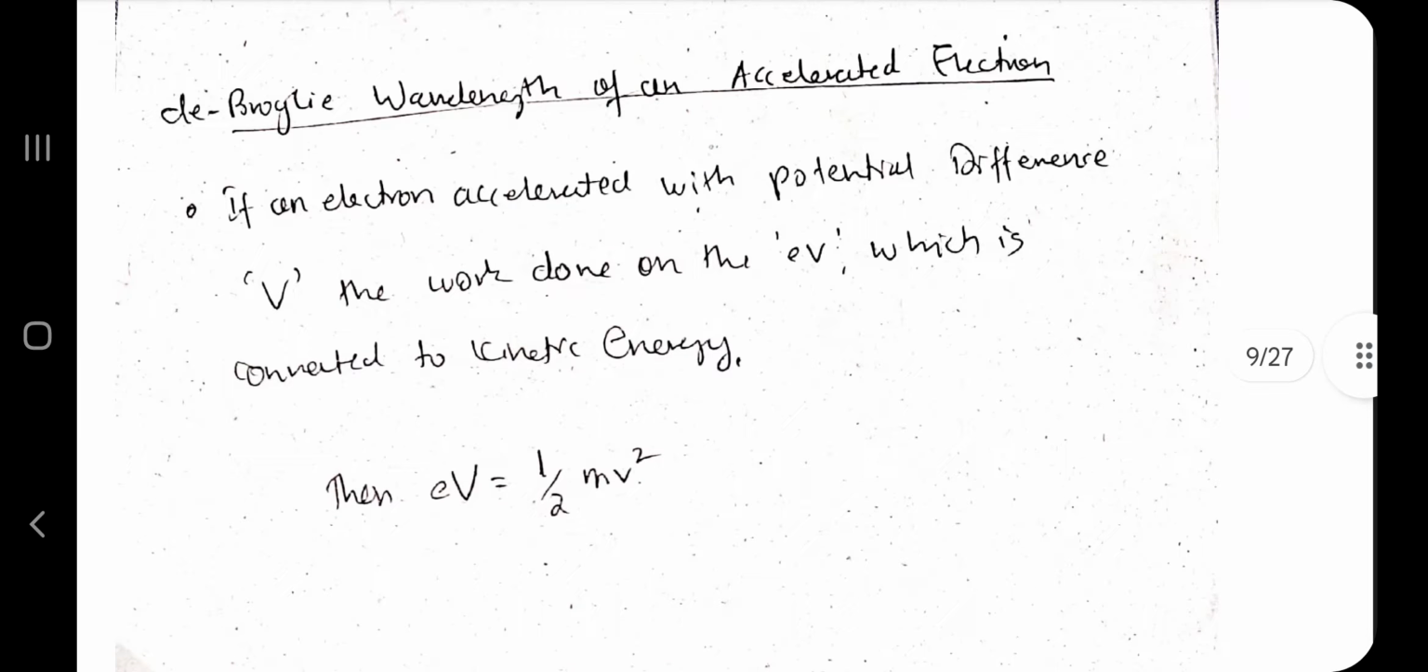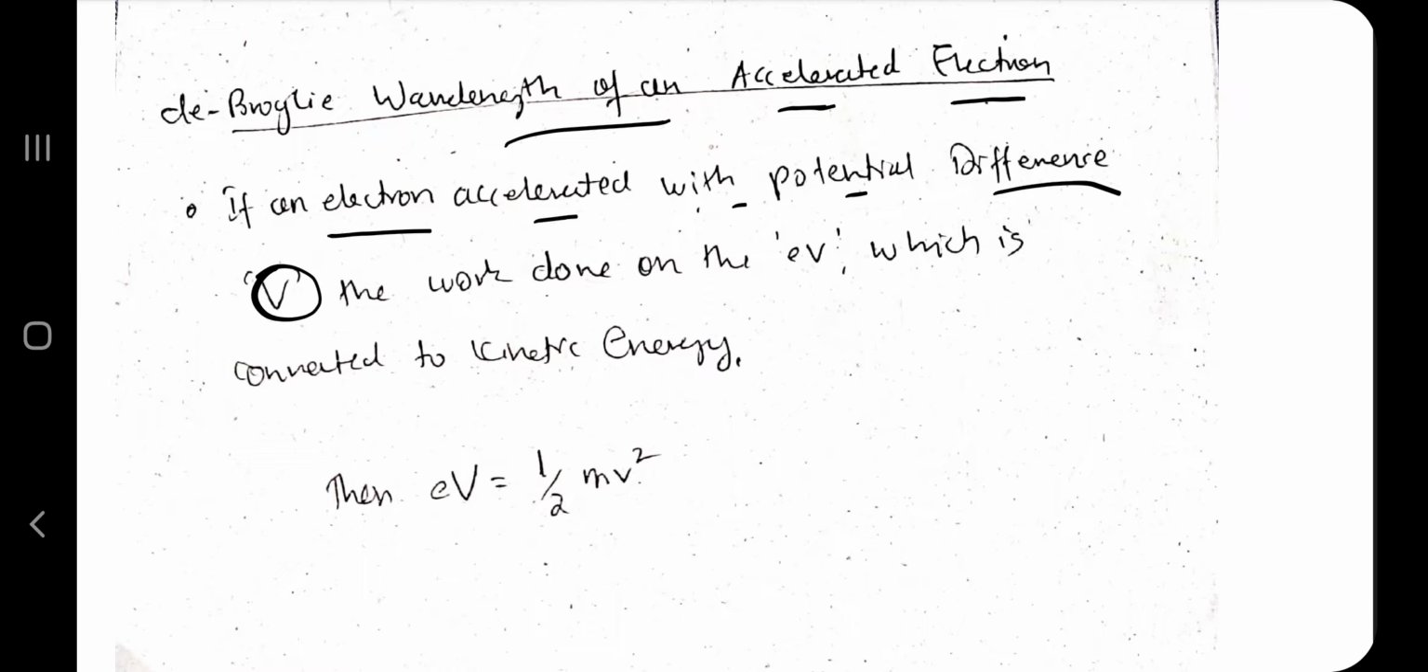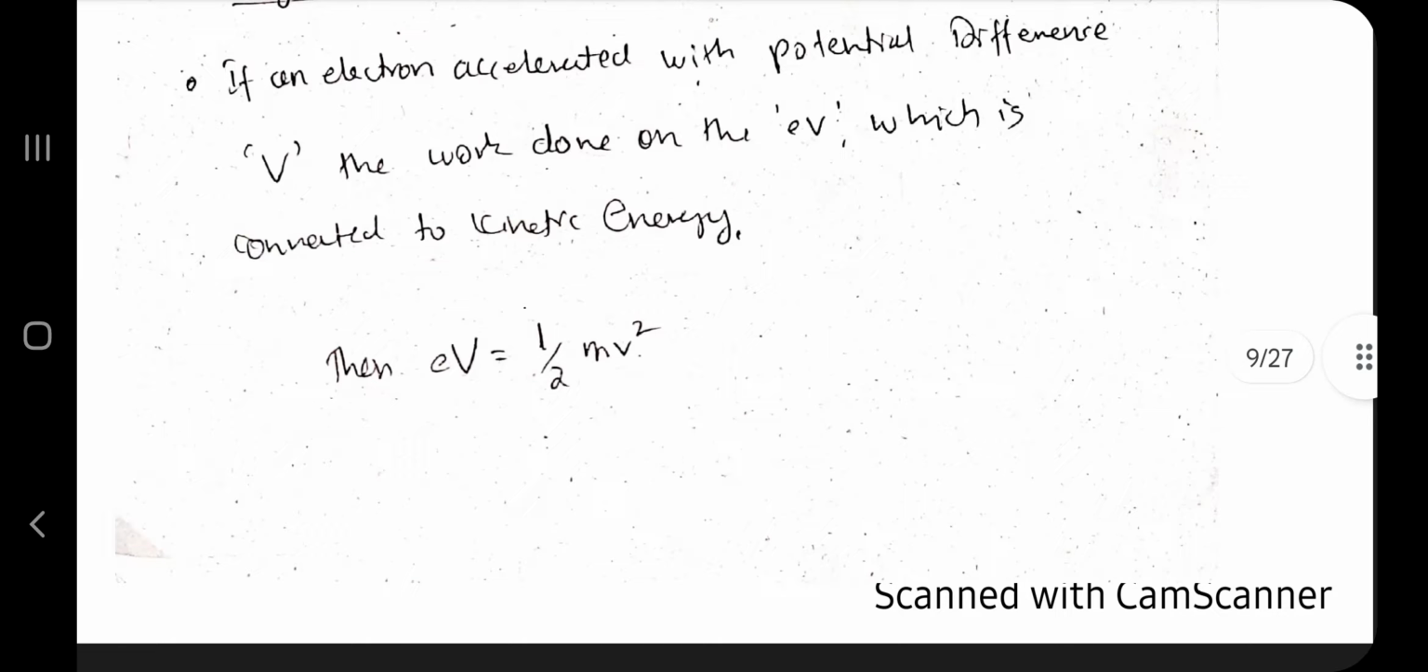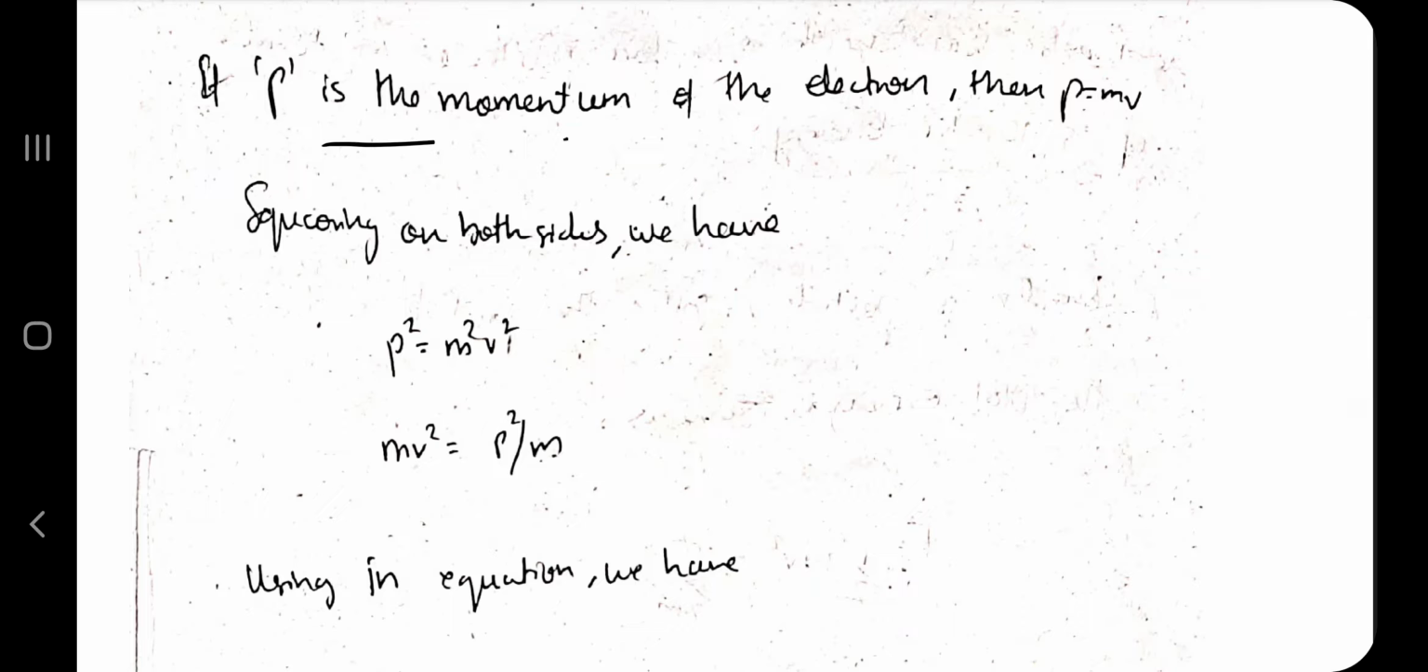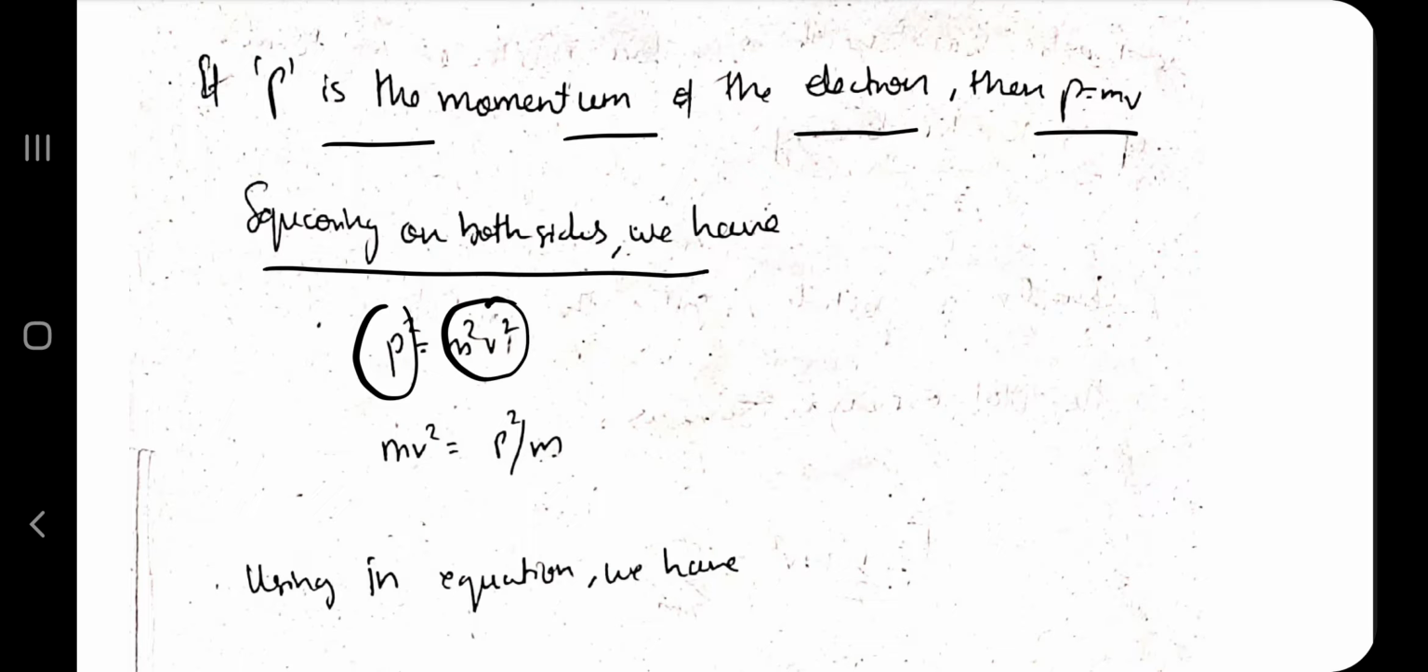De Broglie wavelength for an accelerated electron. If an electron is accelerated with a potential difference V, the work done is eV, which is converted to kinetic energy. So eV = ½mv². If p is the momentum of the electron, then p = mv. Squaring on both sides, we get p² = m²v², and mv² is equal to p²/m.